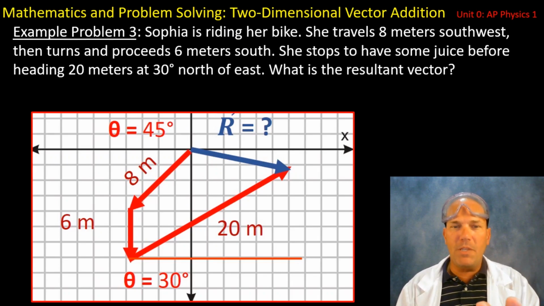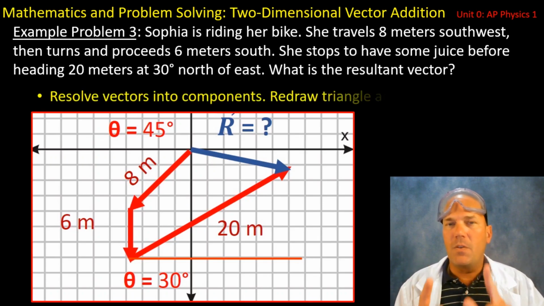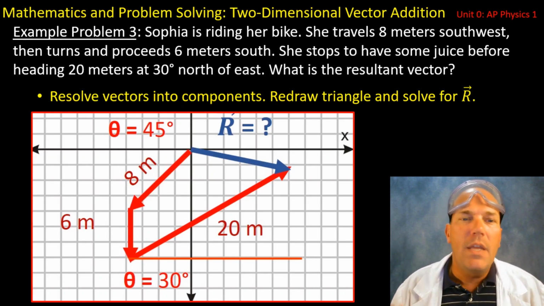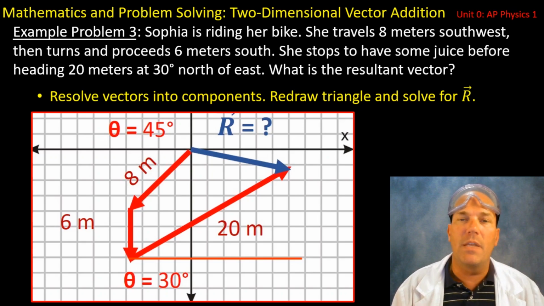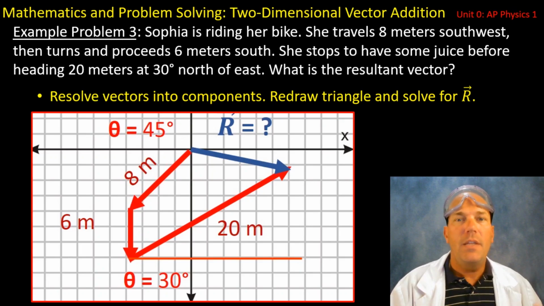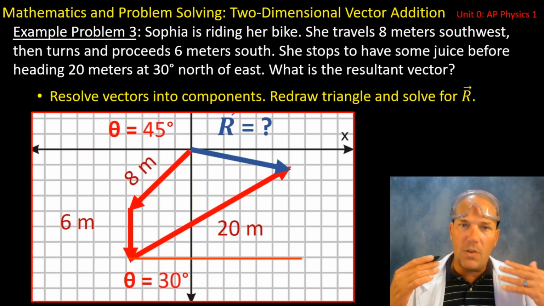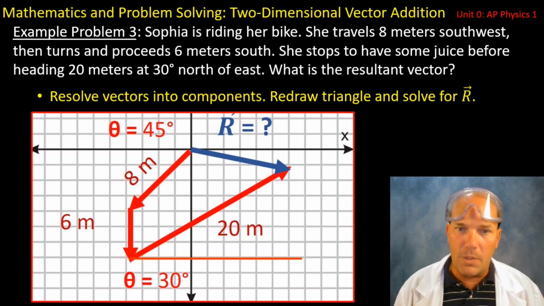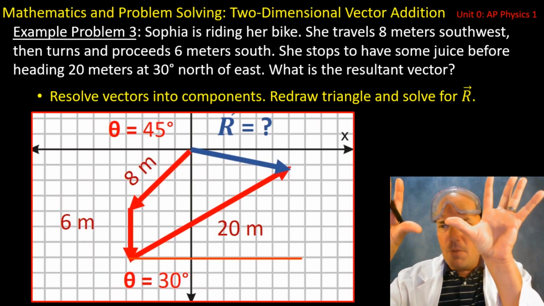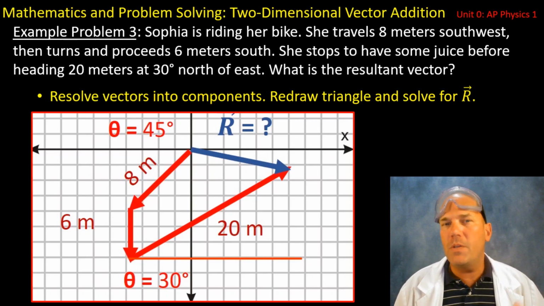Taking a closer look so we can really analyze our angles here and solve for the resultant vector, you're going to do the following. Make note, you're going to resolve vectors into their components. In this case, they're x and y components as needed. Clearly, the 6 meter south vector, we don't need to resolve into components as all of the vector is southward. Then you're going to take your resolved x and y, and you're going to redraw the triangle and solve for the resultant vector.